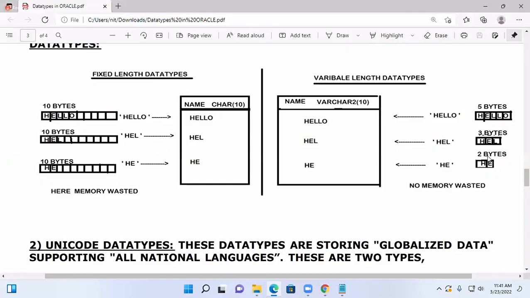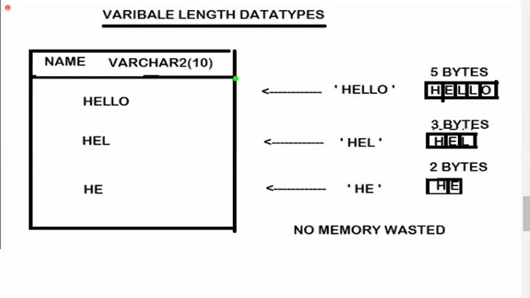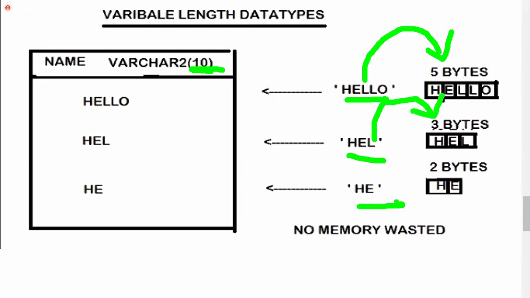Fine. Come back to varchar 2. In varchar 2, I was given the same 10 size and hello is accepted. But hello has how many characters here? 5. Then how many bytes? 5 bytes only. But size is how much? 10. Allocation how much? 5. Okay, here hell. How many characters? 3. How many bytes? So for the first expression, my size is 10, but allocating 5. For my second expression, allocating 3. For my third expression, allocating 2.